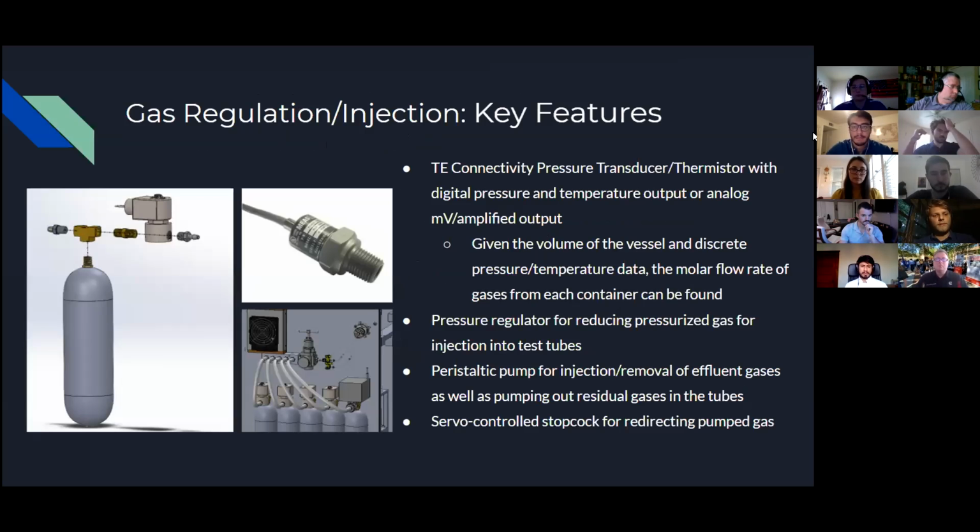So key features of this controller include a pressure transducer and thermistor probe by TE Connectivity, which provides a digital pressure and temperature output of the tank. So given the volume of the pressure vessel and discrete pressure and temperature data, the quantity of each gas in moles and the molar flow rate from each tank can be captured digitally at any time.